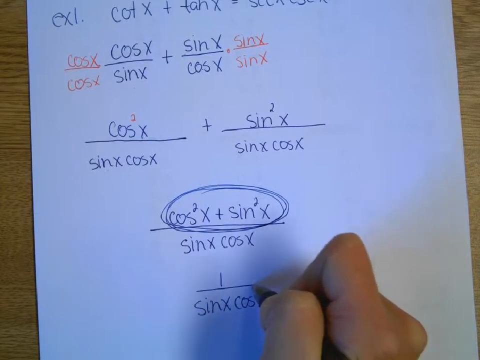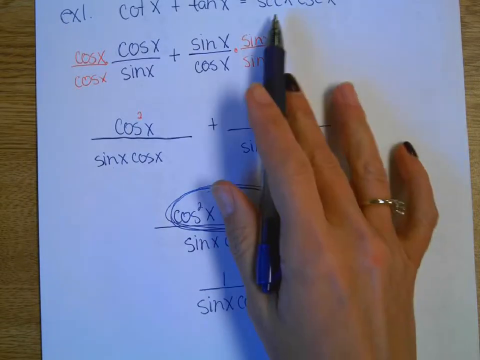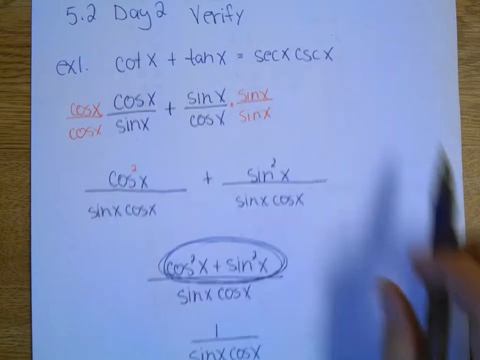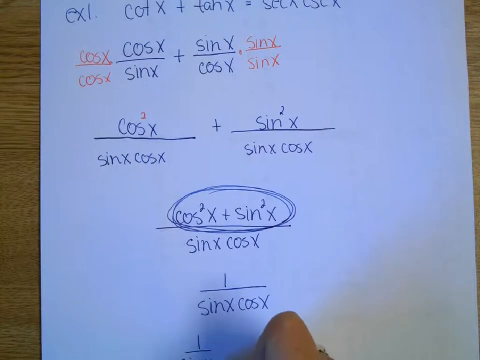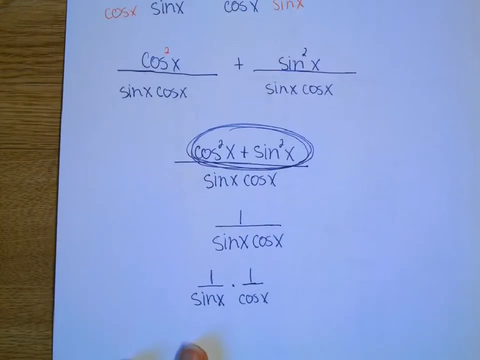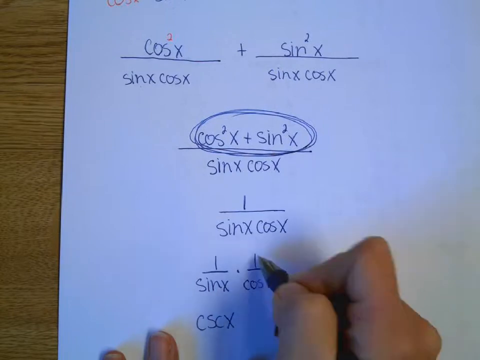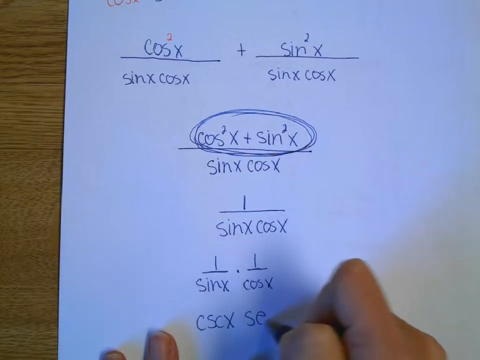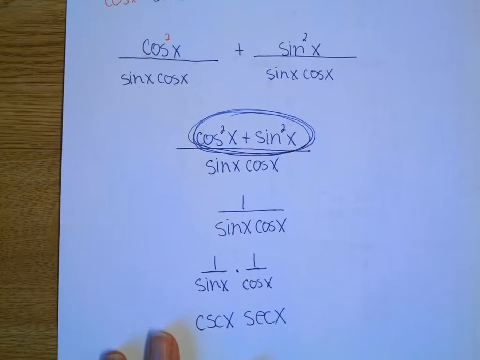Now keep your eye on the prize. What am I trying to get to? Secant and cosecant. Can I break this apart so that it says secant and cosecant? How do I do that? 1 over sine times 1 over cosine. Is that a legal move on my part, to break that single fraction up into those two multiplied together? Oh, yeah. What's 1 over sine equal to? Cosecant. What's 1 over cosine equal to? Secant. Did I verify what I wanted to verify? Yeah, I did. I got them in the wrong order, but the order doesn't matter because I'm multiplying.